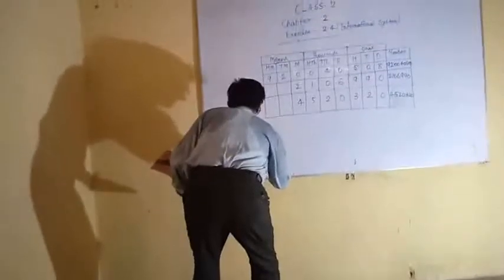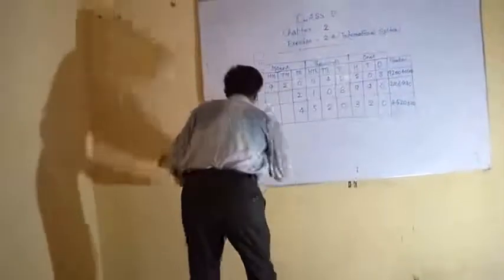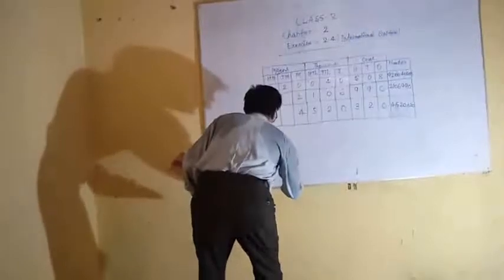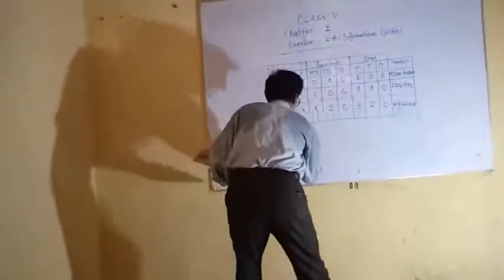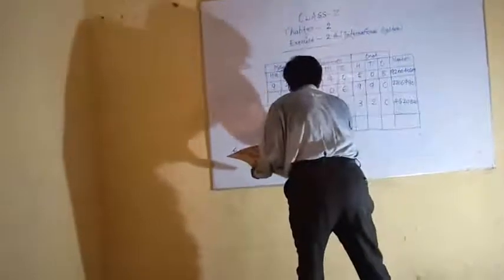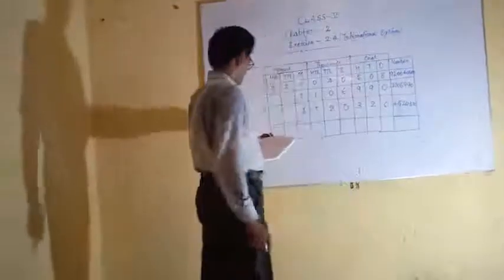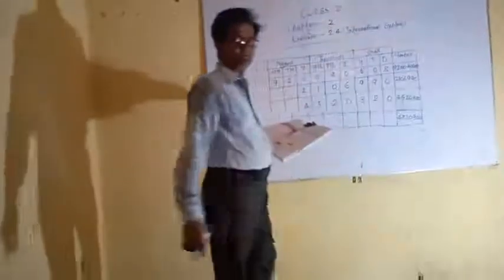4520320. ये एक नंबर दिया हुआ है. इस नंबर को हम एक्सप्रेस करेंगे किसमें? इंटरनेशनल सिस्टम में. कैसे एक्सप्रेस करेंगे? पहले इसको टेबल में कैसे इसको डालेंगे? फर्स्ट ऑफ ऑल यू हैव टू टाइप इट. द गिवन नंबर इज 4520320.